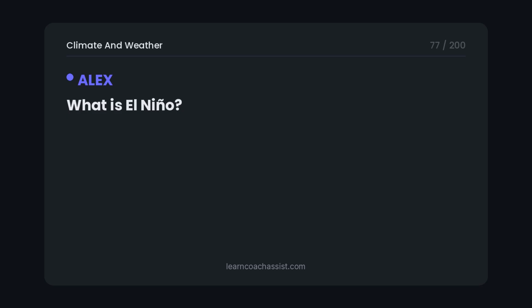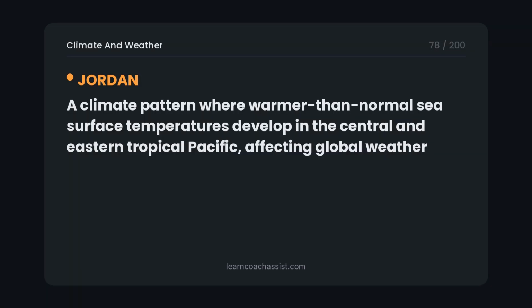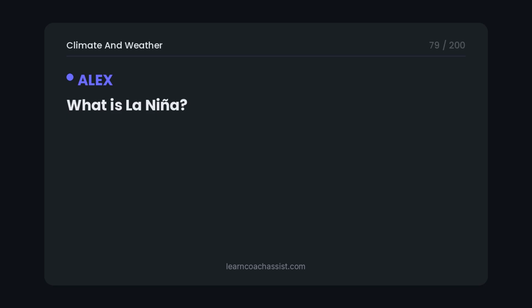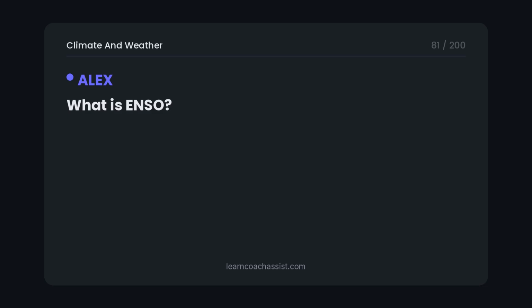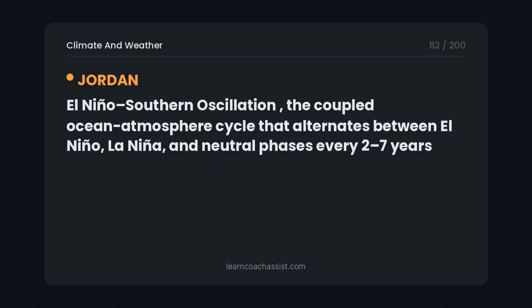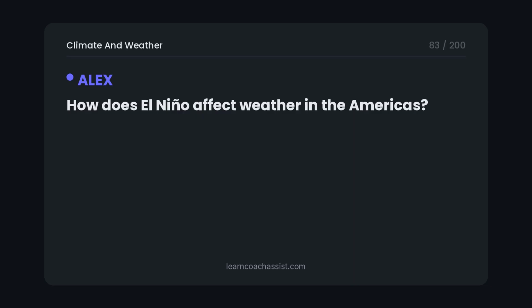What is El Niño? A climate pattern where warmer than normal sea surface temperatures develop in the central and eastern tropical Pacific, affecting global weather. What is La Niña? The opposite of El Niño, cooler than normal sea surface temperatures in the central and eastern tropical Pacific. What is ENSO? El Niño Southern Oscillation, the coupled ocean-atmosphere cycle that alternates between El Niño, La Niña, and neutral phases every 2 to 7 years.